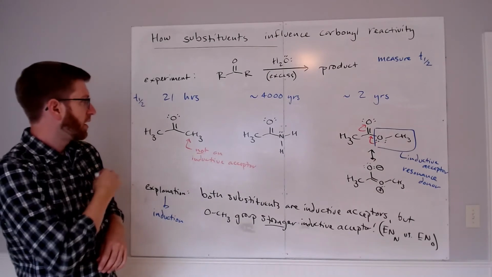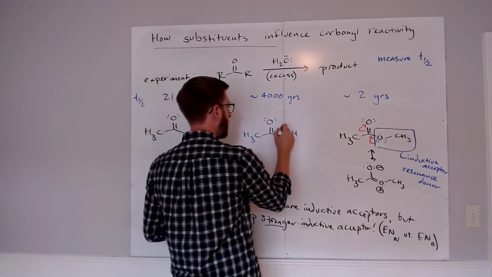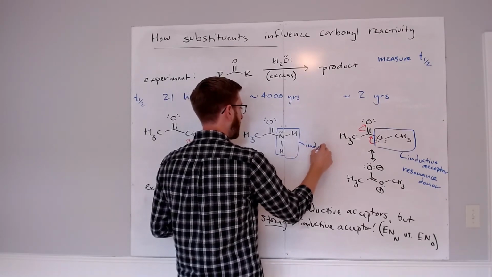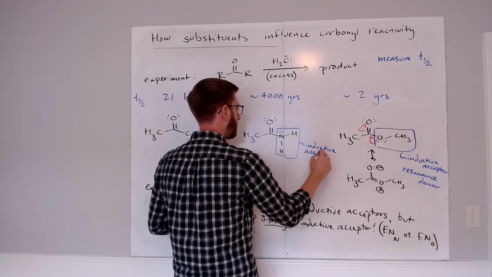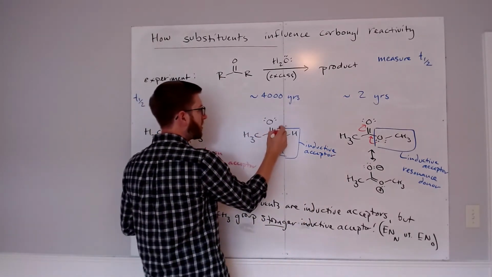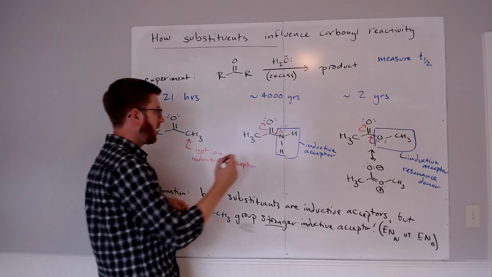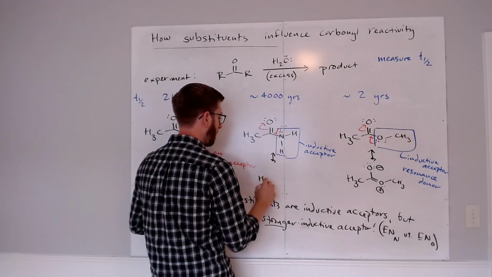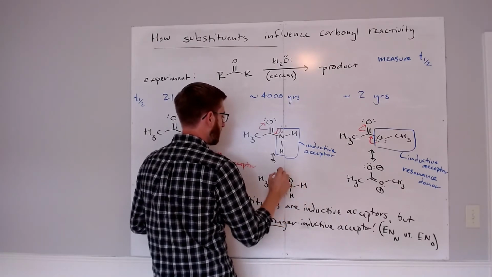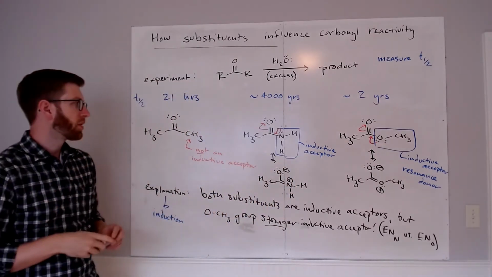So let's assess our nitrogen now for the same concept, right? The NH2 group is, as we established, definitely an inductive acceptor. But just like the oxygen in the ester, it looks like the lone pair of nitrogen can be donated by resonance toward the carbonyl carbon. So I would have a resonance structure here. So it looks like the nitrogen is also a resonance donor.